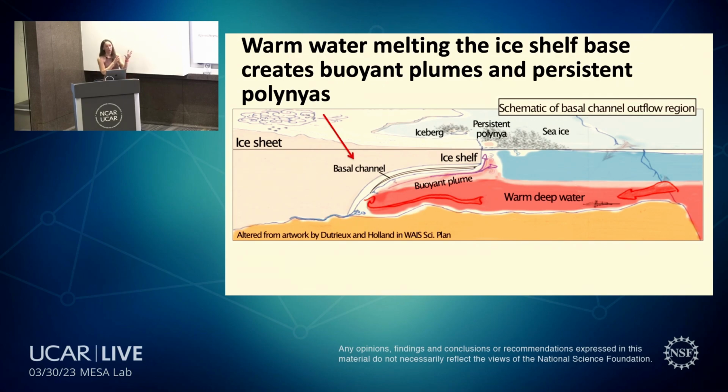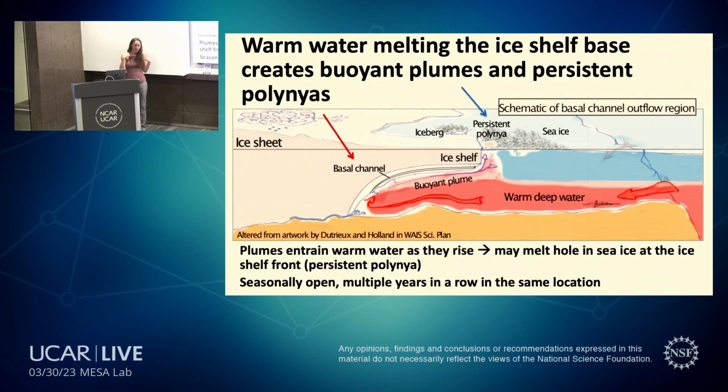As these plumes follow the basal channel and get to the edge of the ice front, they can either exit out at the same depth if they're not very buoyant, or if they're buoyant enough, they'll rise to the surface, carrying that heat with it. So if you have sea ice that's formed on the ocean right in front of the ice shelf there, then that warm water, that plume, will melt a hole in the sea ice, and that's called a polynya, an open water area surrounded by sea ice. And it's persistent because it occurs at the end of these basal channels where the outflow occurs, and it occurs in the same place seasonally multiple years in a row.